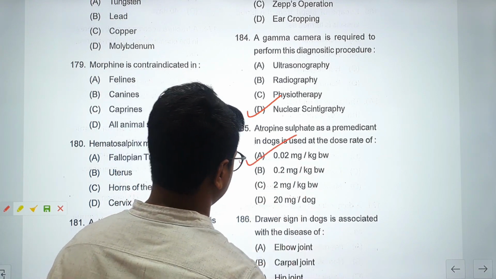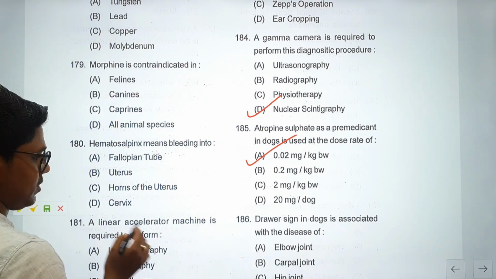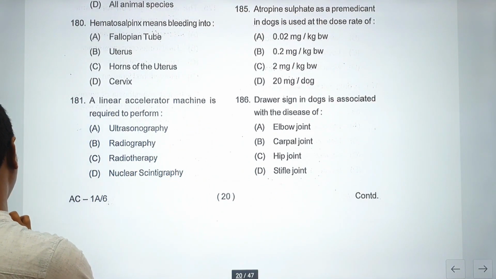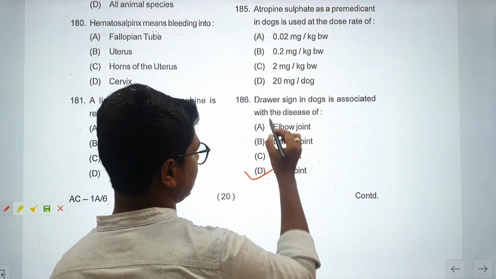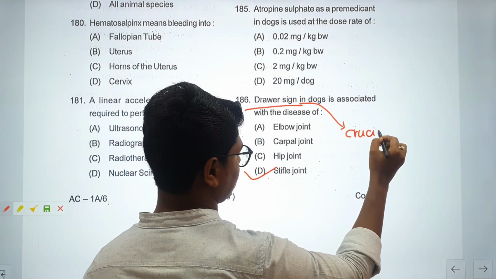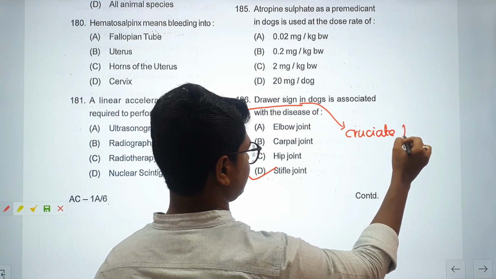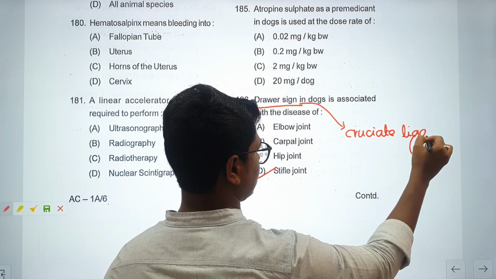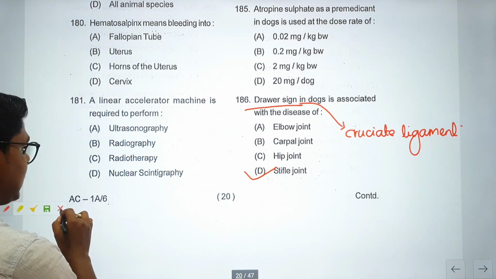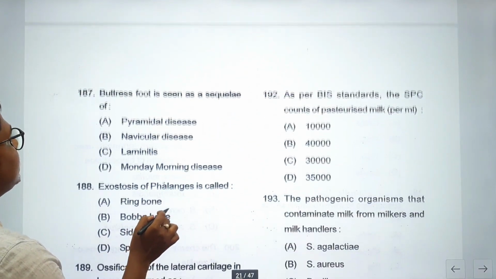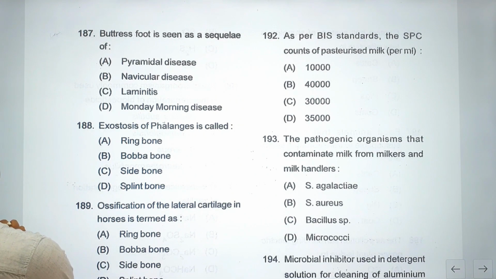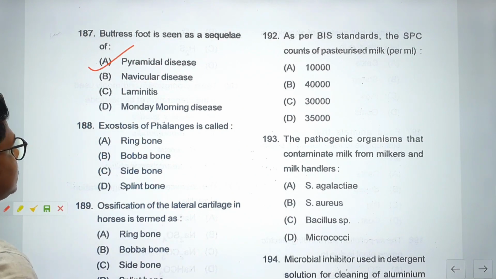Okay, 0.02. Next, Drawer sign in dogs is associated with a disease of the stifle joint. Okay, they are basically for diagnosing cruciate ligament rupture. Cruciate ligament. Next, 187. Buttress foot is seen as a sequelae of pyramidal disease. Okay, this is horse lameness.